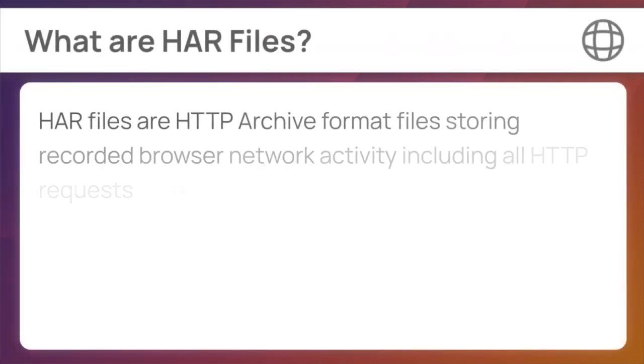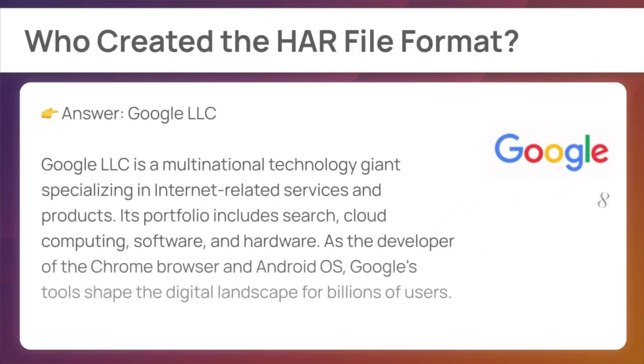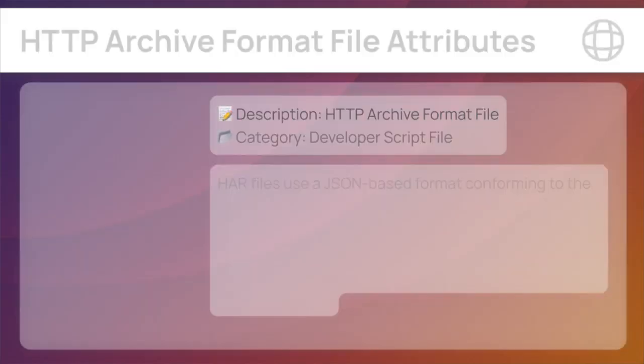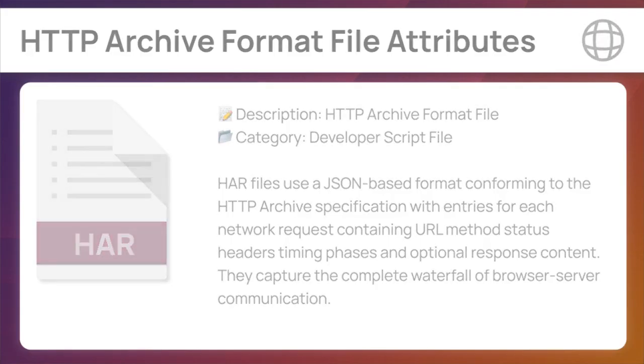HAR files are HTTP archive format files storing recorded browser network activity, including all HTTP requests, responses, headers, cookies, timing data, and content payloads. They are used by web developers to debug performance issues and analyze page load behavior. HAR files use a JSON-based format, conforming to the HTTP archive specification, with entries for each network request, containing URL, method, status, headers, timing phases, and optional response content. They capture the complete waterfall of browser-server communication.